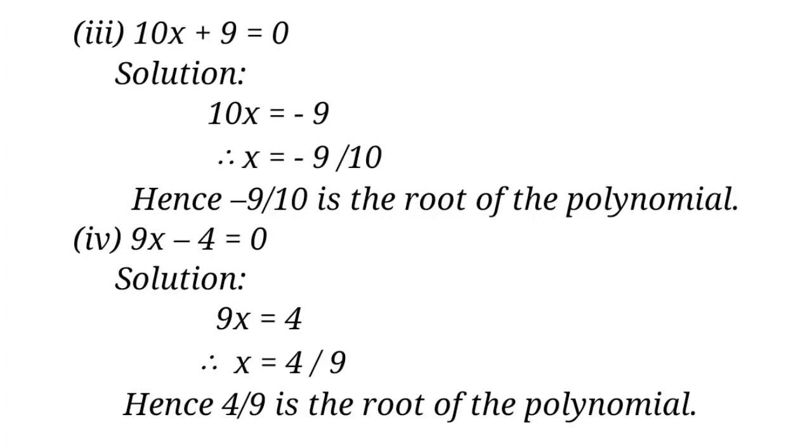Fourth subdivision, 9x minus 4 is equal to 0. Solution: 9x in the same place, minus 4 shift to the right hand side, plus 4. Then 9 shifts to the right hand side, we get x is equal to 4 divided by 9. Hence, 4 divided by 9 is the root of the polynomial.